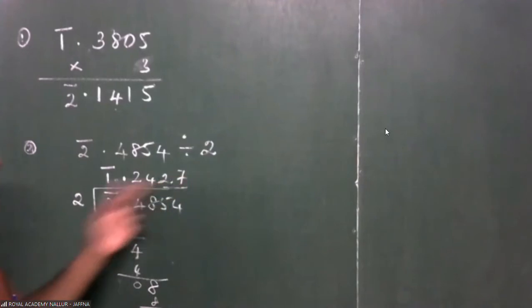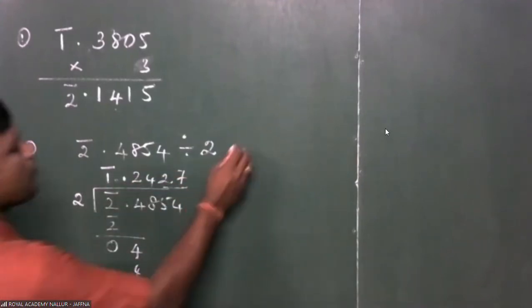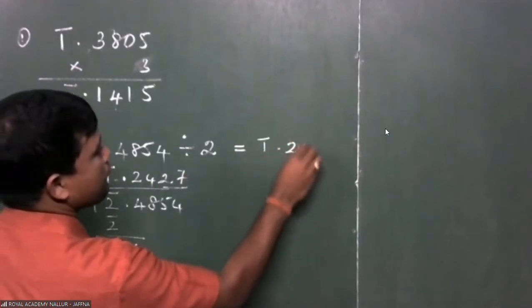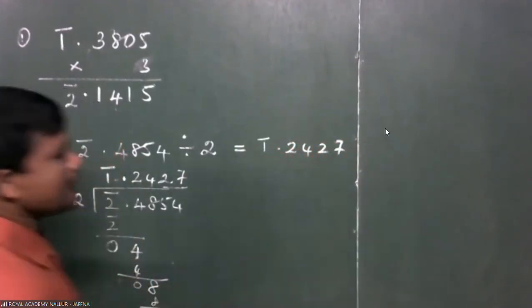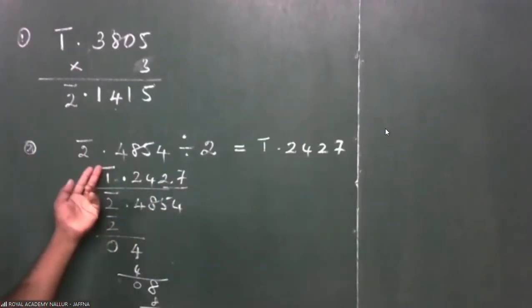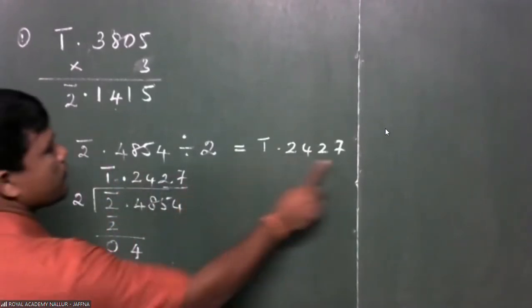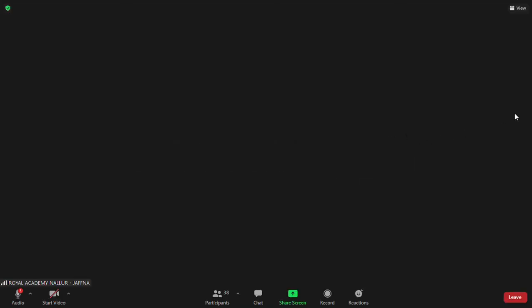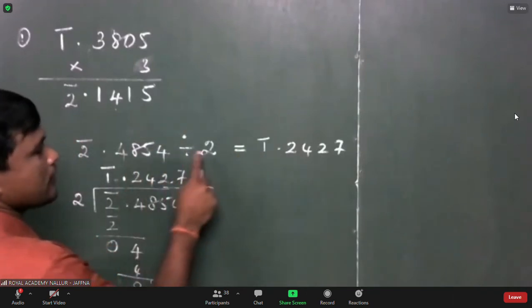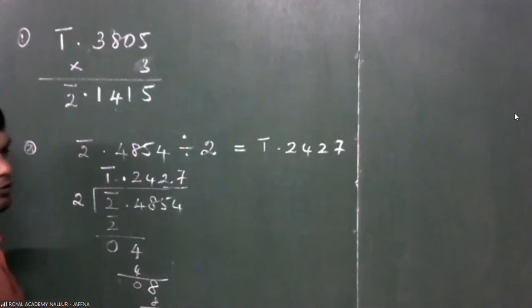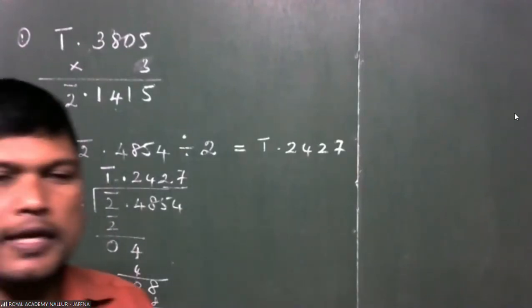Conversely, you can check with multiplication. Division's inverse operation is multiplication. Now we got this answer as bar 1.2427. Let's check. If you multiply this answer by 2, that number will be there. 2 into 7, 14, 1 remaining. 2 into 2, 4, plus 1, 5. 2 into 4, 8. 2 into 2, 4. 2 into bar 1, bar 2. Inverse operation, we can check.